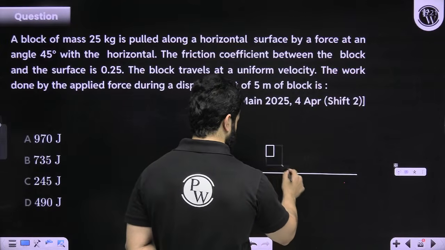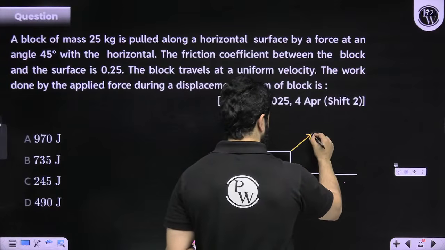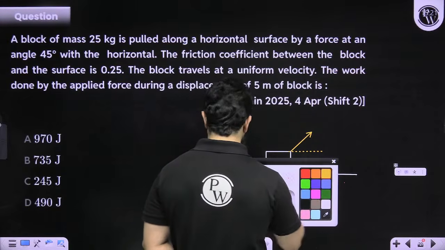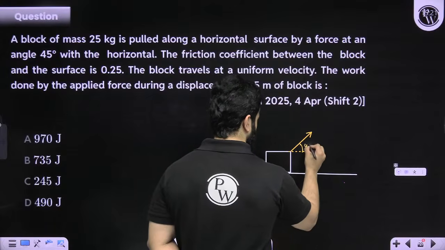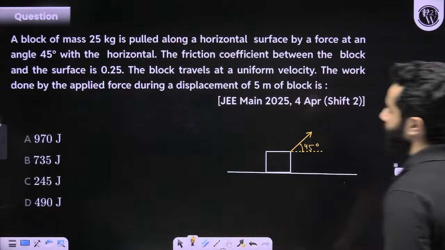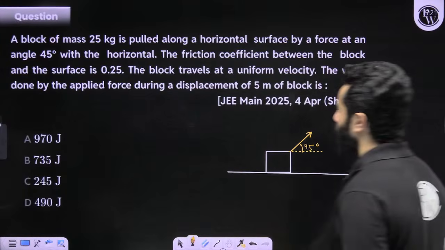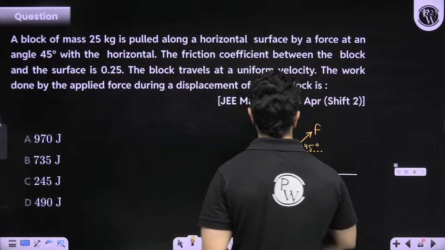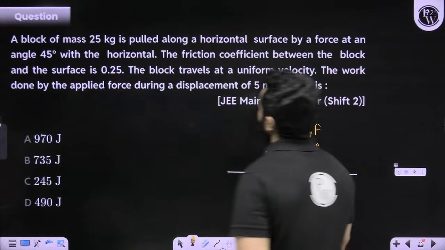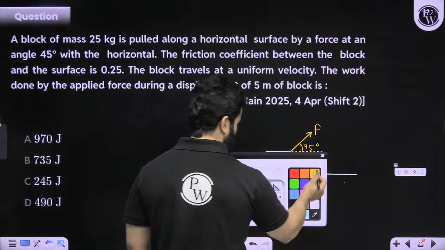You have a block like this, and there is a force acting on this block at an angle of 45 degrees. We don't know what this force is. Let's say this is F and this is 25 kg. And we also have the friction coefficient 0.25. Done. So let's draw all the other forces.